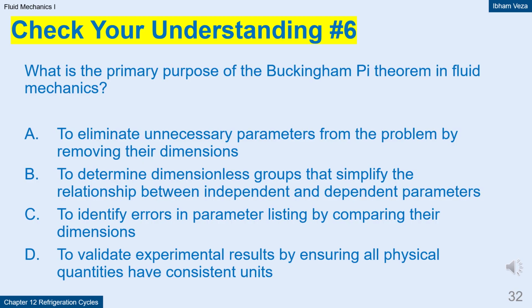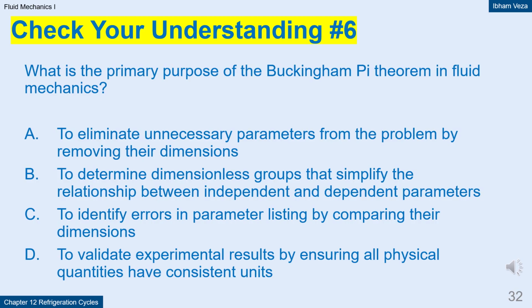B. To determine dimensionless groups that simplify the relationship between independent and dependent parameters. Explanation. A is incorrect because the Buckingham Pi theorem does not eliminate parameters but organizes them into dimensionless groups.